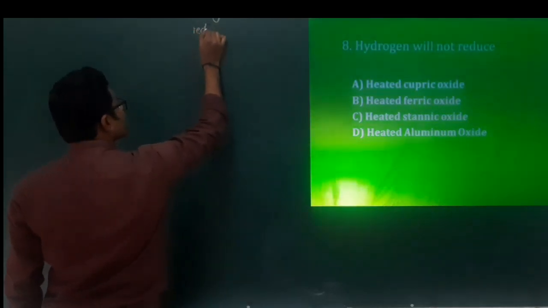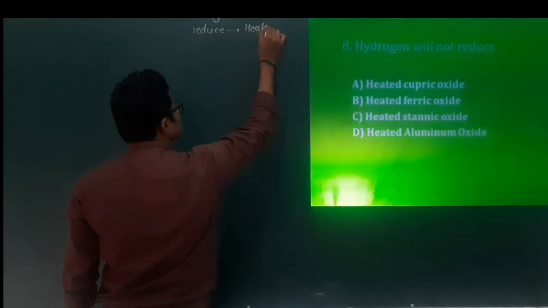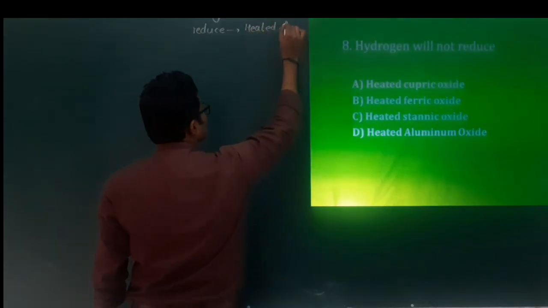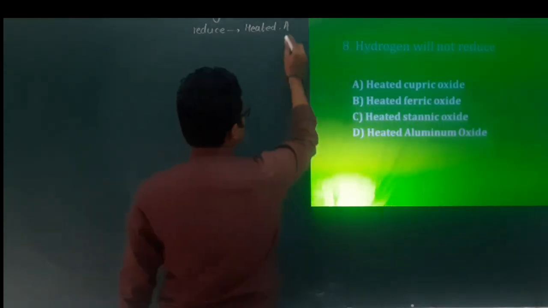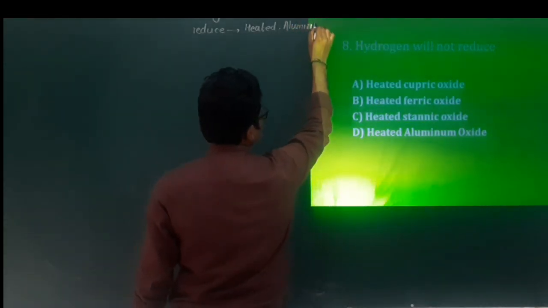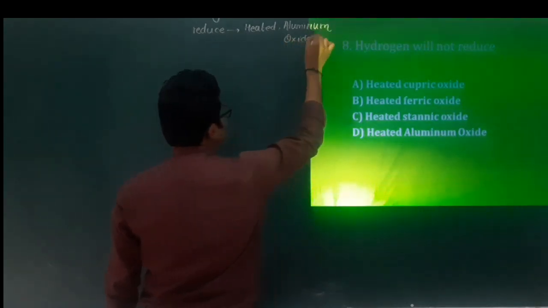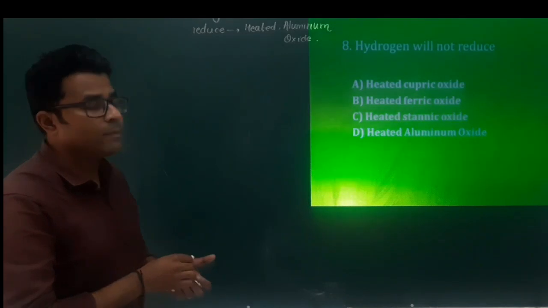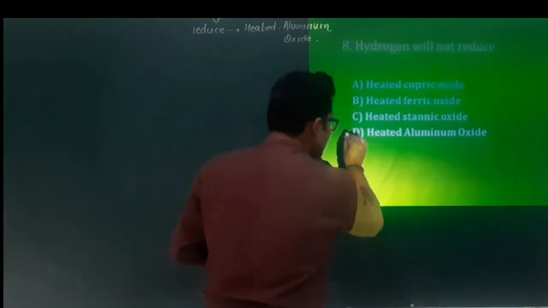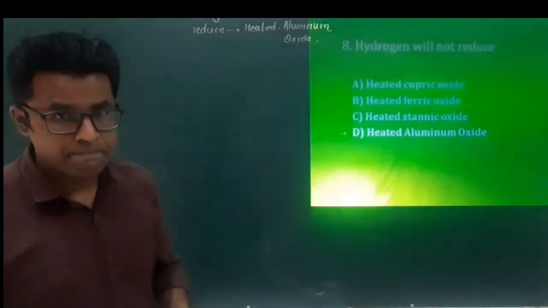But the only one thing that we have to remember is hydrogen will not reduce heated aluminium oxide. It is not going to react over here. So we cannot expect the reaction with aluminium oxide. Therefore, it is not going to react with D.